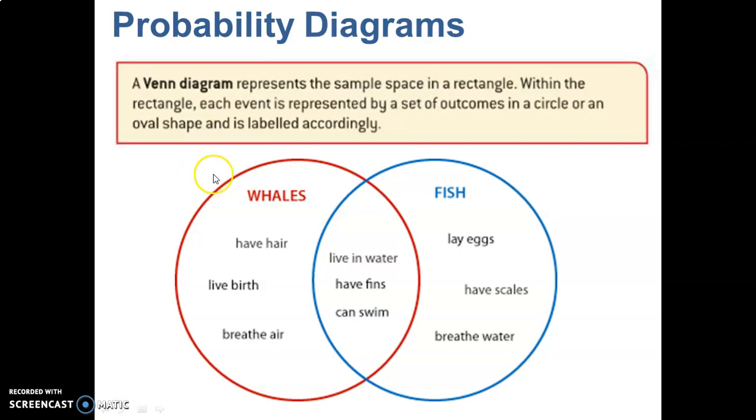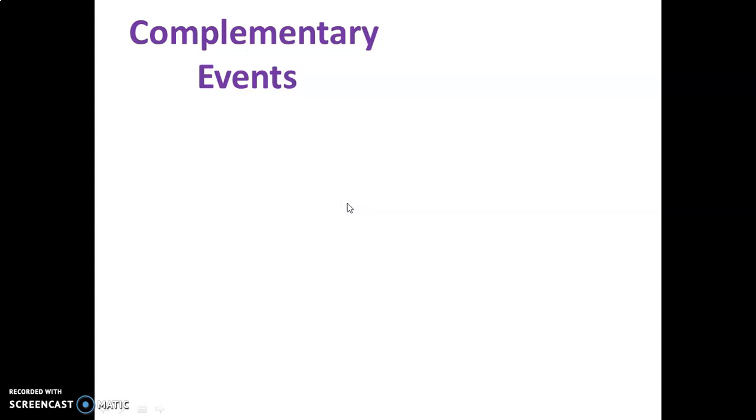Usually a Venn diagram will have a rectangle. This one does not, but there's usually a rectangle around it. Here we have an example where we have characteristics of whales and fish, and then there's an overlap. And those are the characteristics that both whales and fish have. So again, today, let's concentrate on Venn diagrams. Let's begin with complementary events.